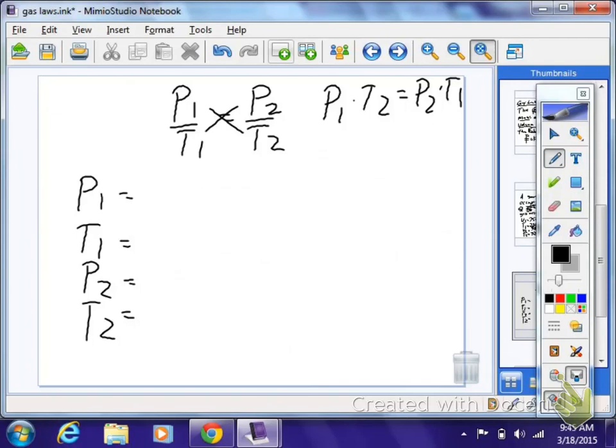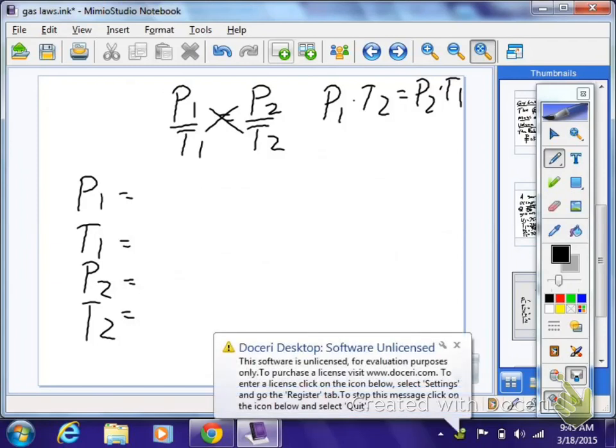Okay. Go ahead and write down what the pressures and temperatures are. On this one, same as on E? Yep.